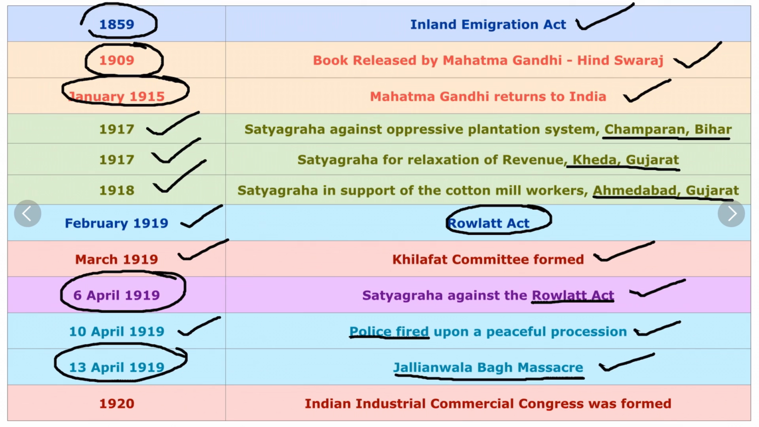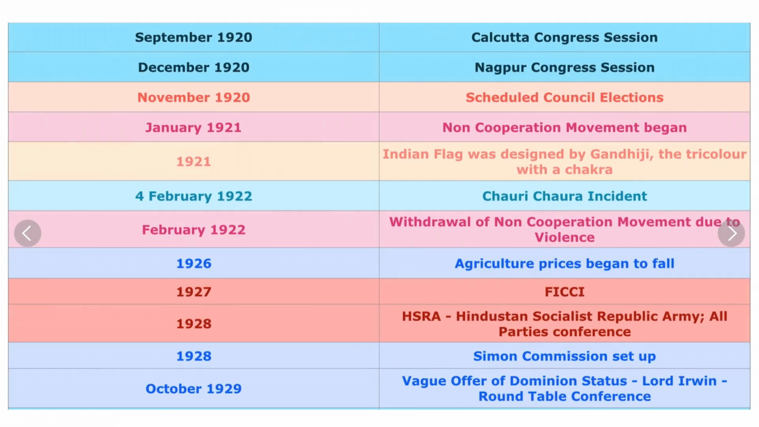On an unrelated note, the Indian Industrial Commercial Congress was formed in 1920, which will come into the picture later. Gandhiji realized a broad-based movement was to be launched to attain Swaraj. This could be done by uniting Hindus and Muslims, and to attract Muslims to the cause, Gandhiji picked up the Khilafat issue. Thus, he convinced other leaders of the Congress at the Calcutta Congress session in September 1920 to start a non-cooperation movement in support of both Khilafat and Swaraj.